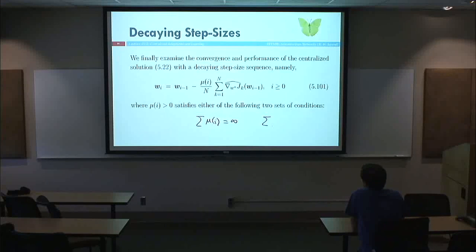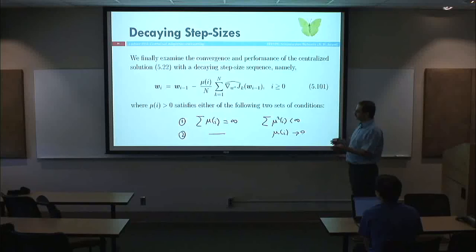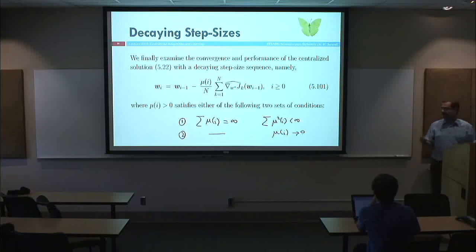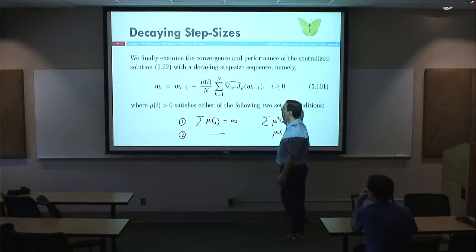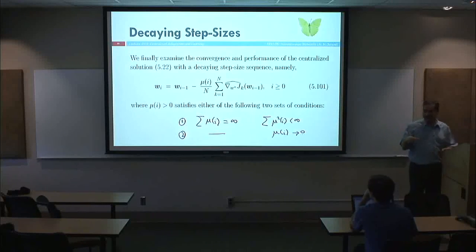that this sum diverges, but this one converges, or this is one set of conditions, and for another set you keep this and replace this by that, you can show that w converges to w^o almost surely, or in the mean-square-error sense. So convergence occurs, and the MSD goes to 0. However, you lose adaptation because the step size kills the update after some time, and the convergence rate will not be geometric. It will be at a rate of 1 over i, which is much slower.